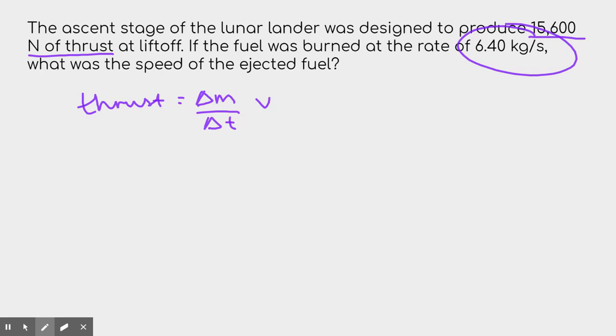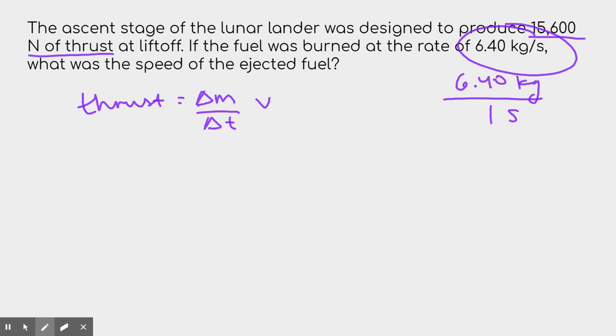Okay. You might be saying, oh, well, we weren't given time. Sure we were. We were told that 6.40 kilograms per 1 second is burned off. So we know that's our change.